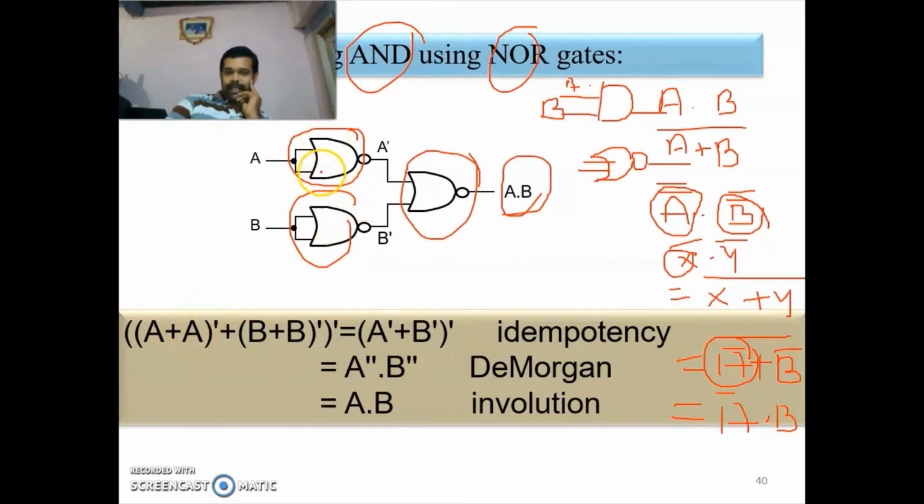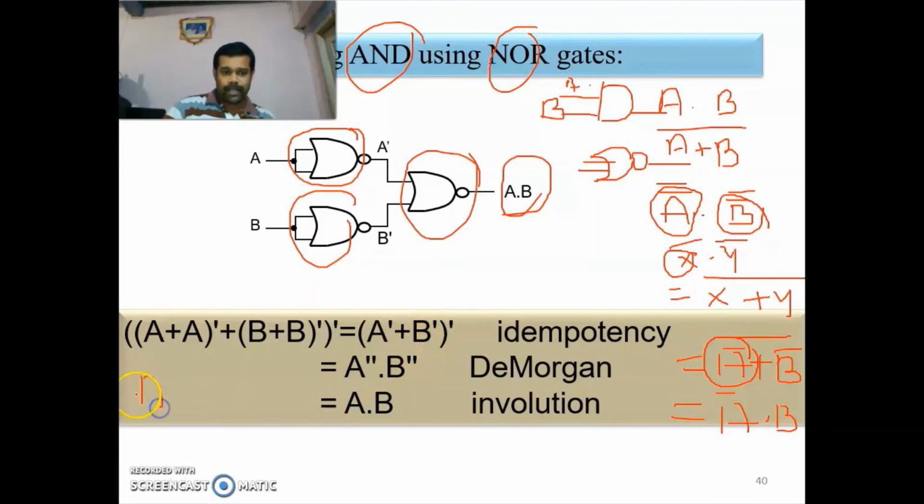So the explanation of the circuit: A plus A, the whole bar. A plus A is A. Similarly here, B plus B, the whole bar. B plus B is B. So I am getting A bar plus B bar, the whole bar. But A bar plus B bar is equal to A into B, the whole bar.